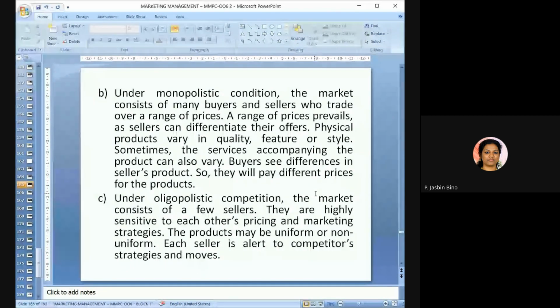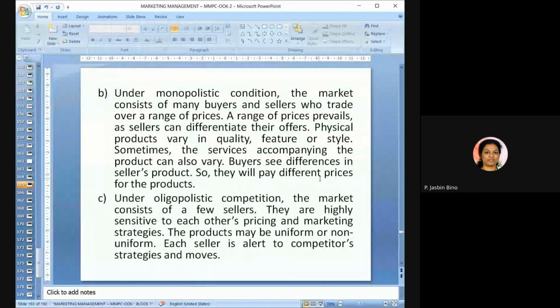The next one, monopolistic condition. In the market, there will be many sellers and many buyers too. They will be trading over a range of prices. In the first type, that is perfect competition, they sell at a uniform price. Here, the price of the product differs from one seller to another.